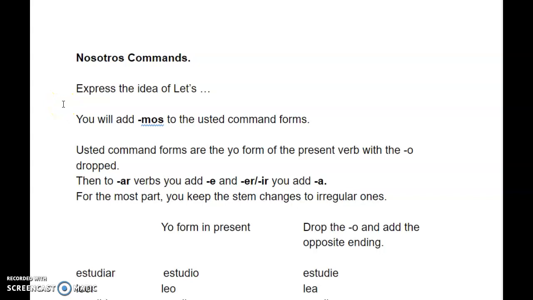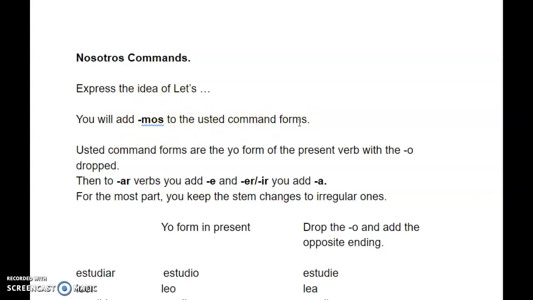So let's all go do something. Now we did learn that you can use vamos plus the infinitive to create that same sort of idea, but this is going to be the better way to do it. Basically, nosotros commands express the idea of let's, let's go eat or whatever. And essentially you're going to be adding the little -mos here to the usted command forms.